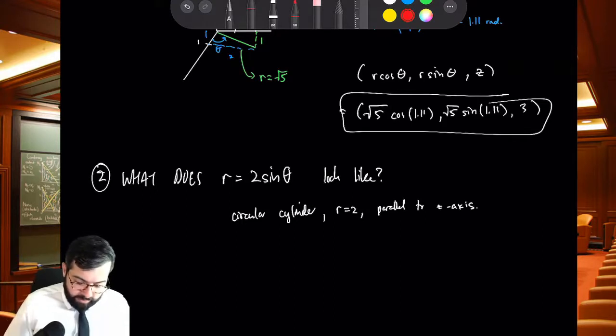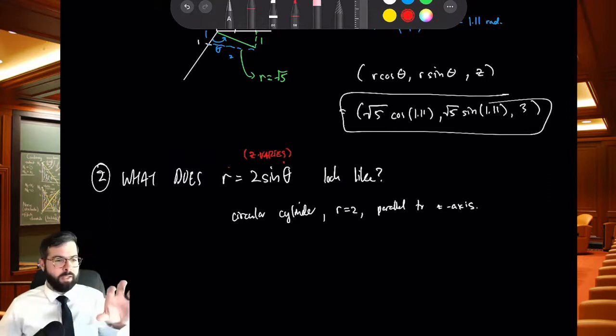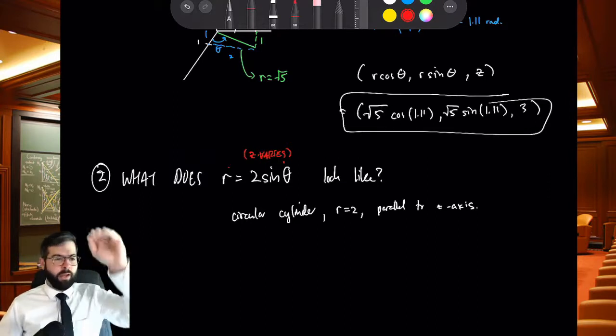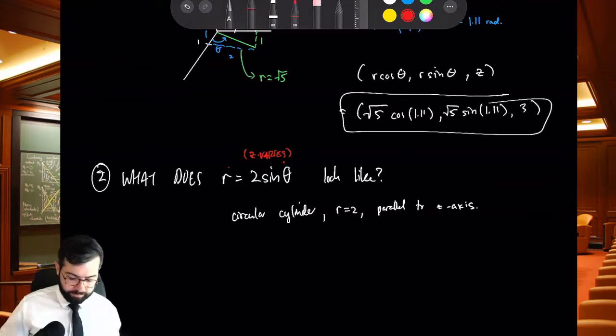Think about it again like this here. You see r and theta, so this tells you that z varies. Right? So whatever this shape is on its own, z varies freely, so that's the up and down dimension. Right? So take this thing and send it up and down.